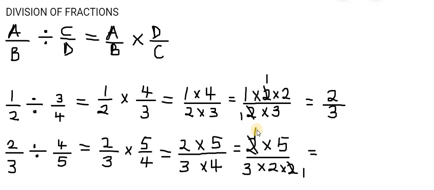So 1 times 5 at the top is 5. 3 times 2 at the bottom is 6. 6 times 1 is 6. So we end up with 5 over 6. So 2 over 3 divided by 4 over 5, after dividing and reducing, gives us 5 over 6. Okay?